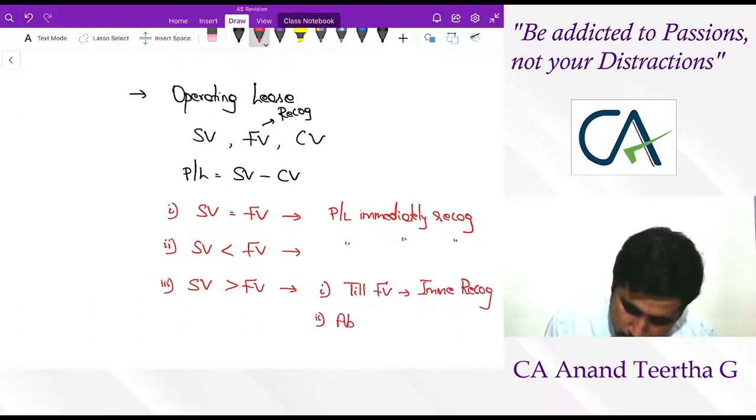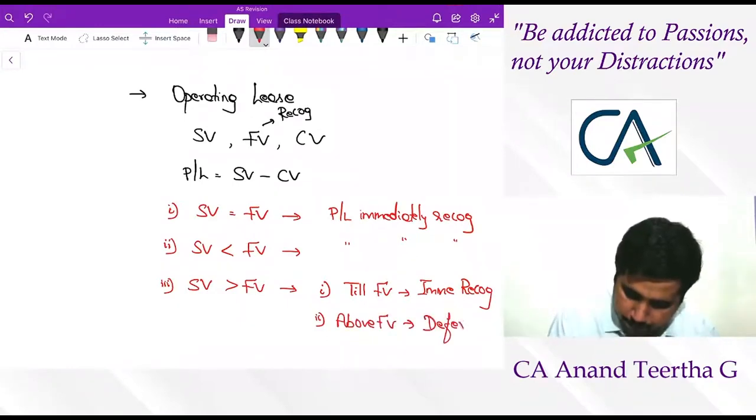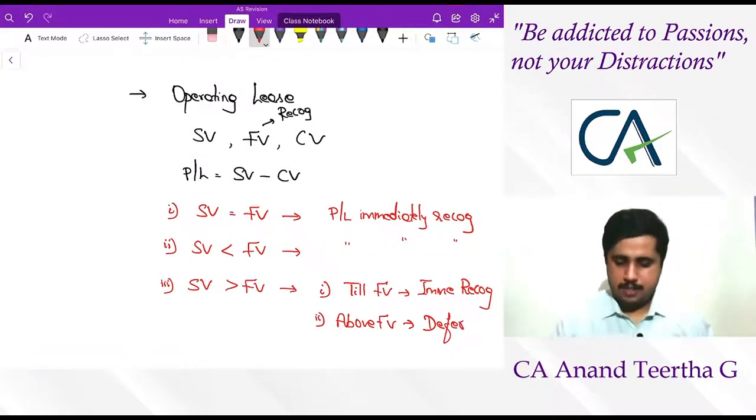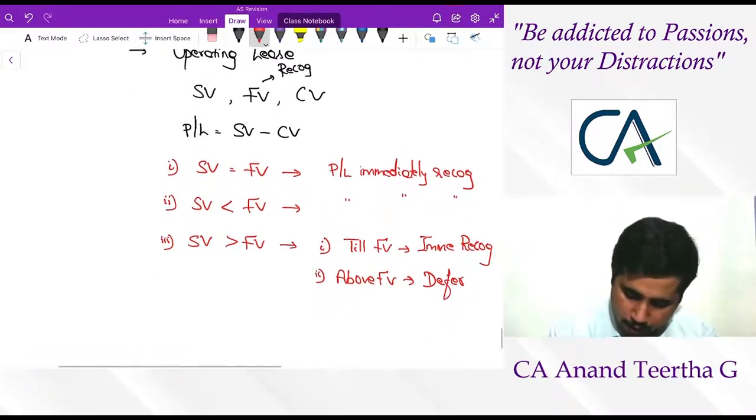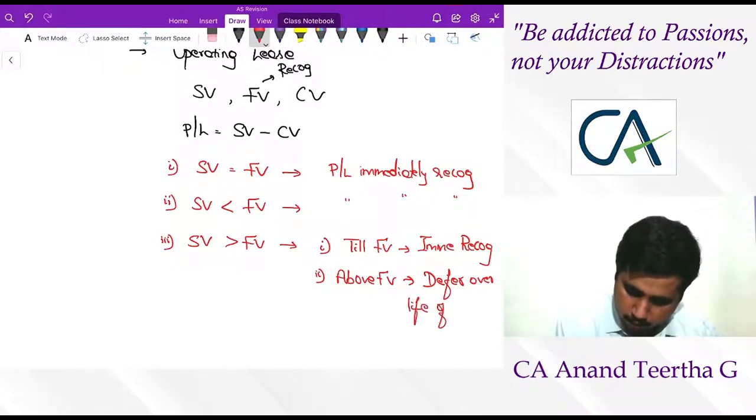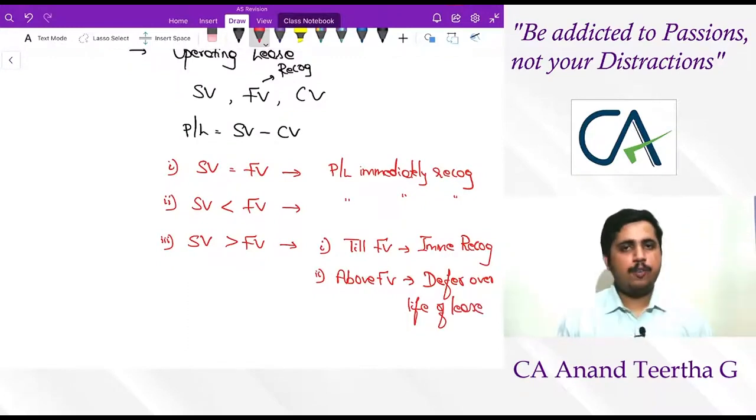Above fair value, defer over the life of the lease term. So defer over life of lease term.